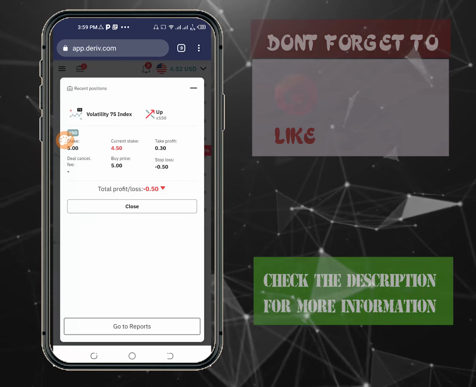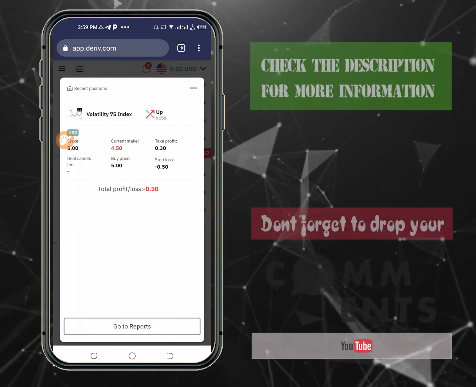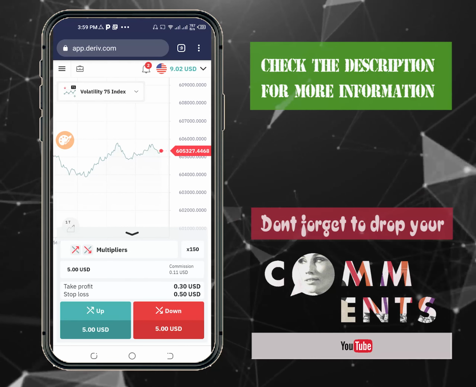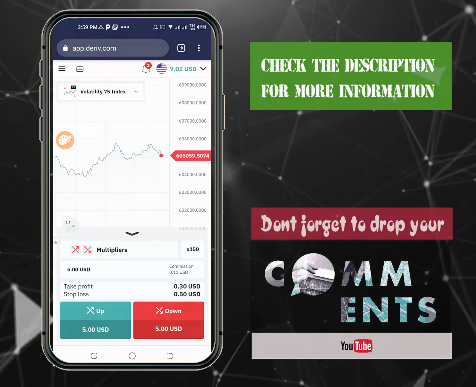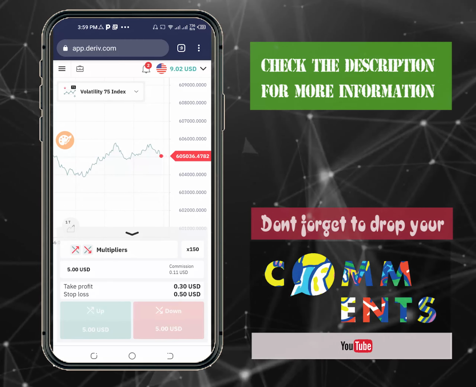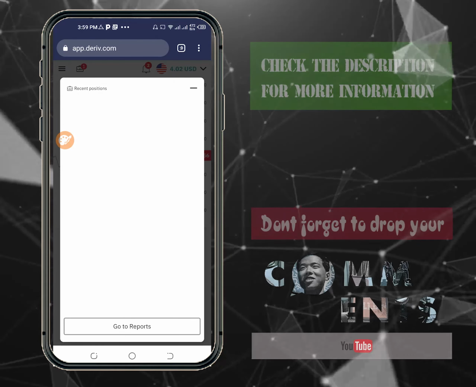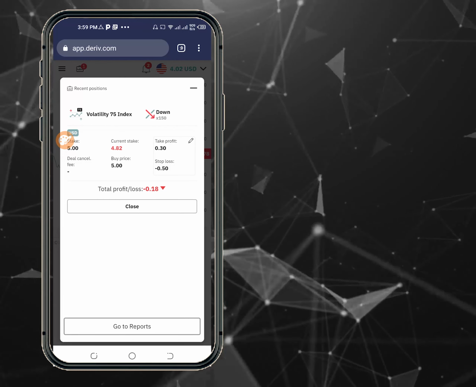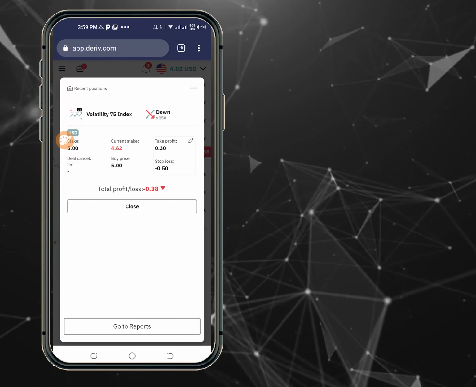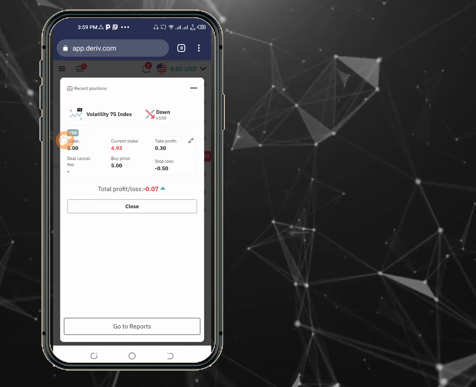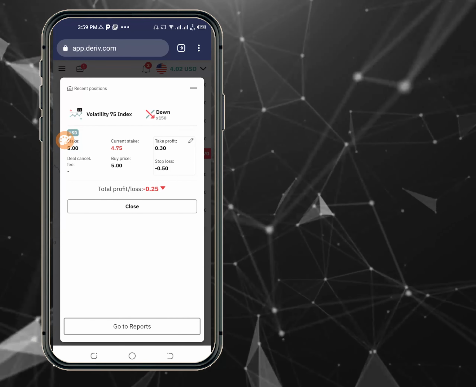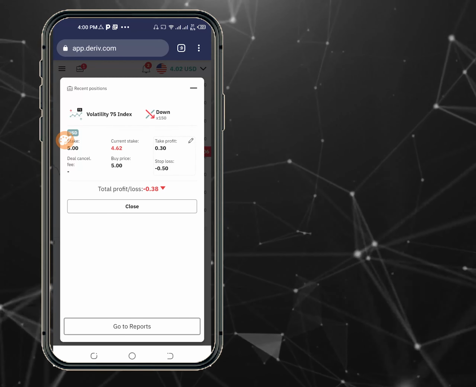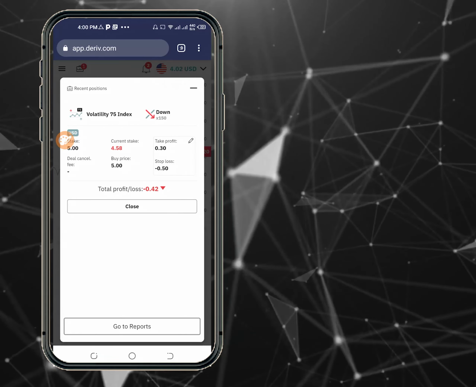Now, the higher the amount you stake, the faster your trade will cancel out, depending on the multipliers you actually used. So, like now, I'm going to choose down. If you don't want your trade to cancel out, what you simply have to do is increase your stop loss level. That's the only way you can do it.